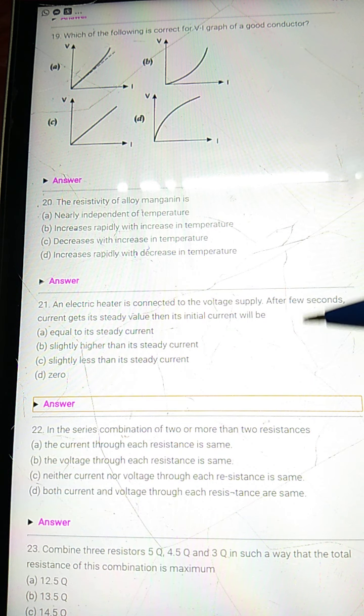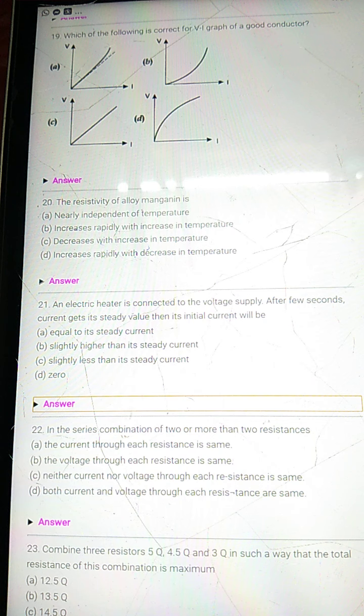An electric heater is connected to the voltage supply. After a few seconds, the current gets its steady value. What will the initial current be? Now let's see what happens when we switch on an electric heater. Its temperature increases. As the temperature increases, its resistance also increases.